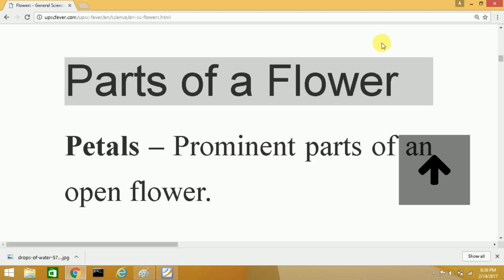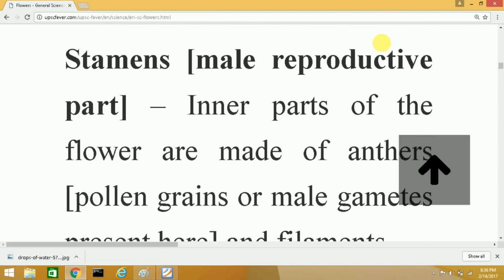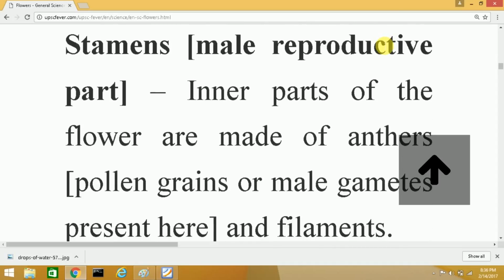The male reproductive organ or male reproductive part of a flower is known as stamen. Inside the stamen, the pollen grains or male gametes are present, and the stamen itself is the inner part of the flower.